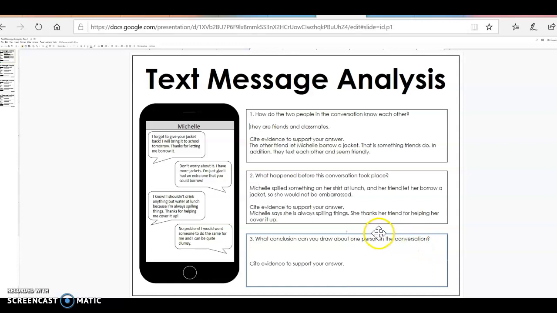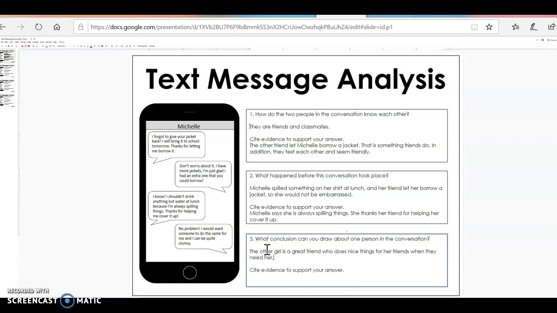Now, this is your choice. Okay, if you want to make it about Michelle, then draw a conclusion about Michelle based on what she said or she did. If you want to make it about the friend, you can make it about the friend. Okay, I'm going to make it about the friend. The other, and I'm going to say it's a girl, although it could be a boy too. The other girl is a great friend who does nice things for her friends when they need her.